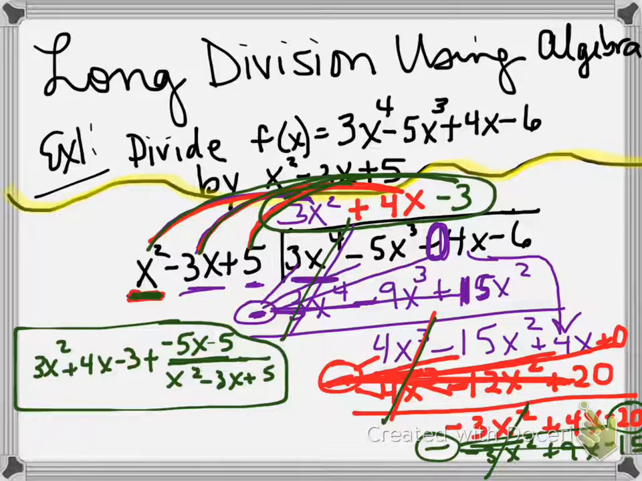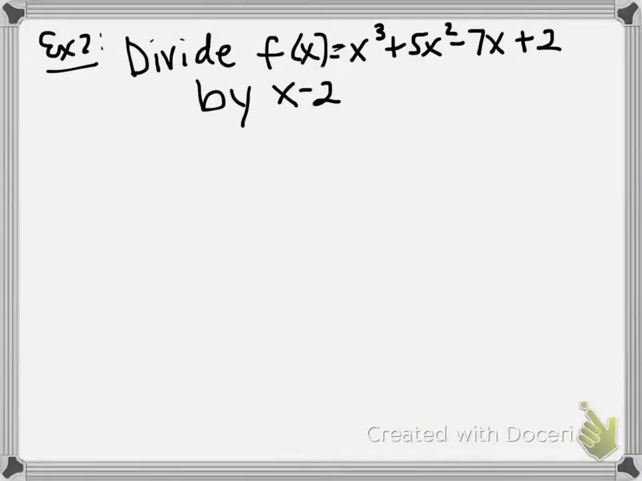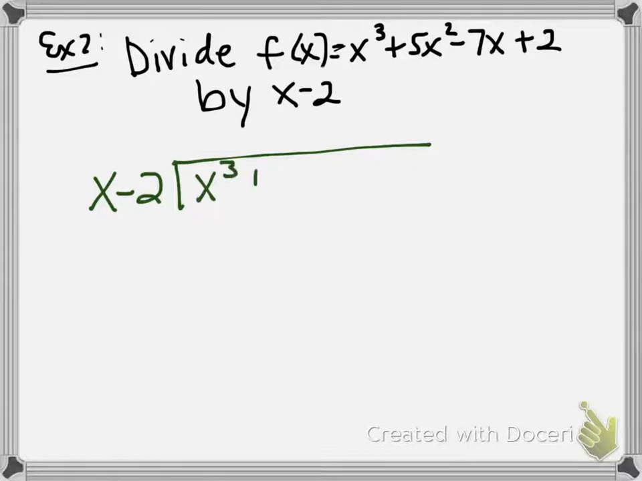Okay, I have another one for you because I know that probably got messy and it's easy to get lost. So let's try another one. If I want to divide f of x equals x cubed plus 5x squared minus 7x plus 2 divided by x minus 2, x minus 2 is a binomial and it's smaller, so it goes on the outside. X cubed plus 5x squared minus 7x plus 2 is a polynomial, so it goes on the inside. So I'm going to go through my steps. This is going to be a little bit smaller problem.